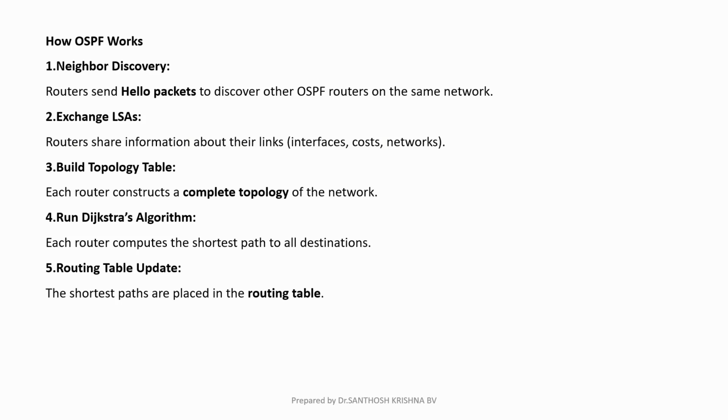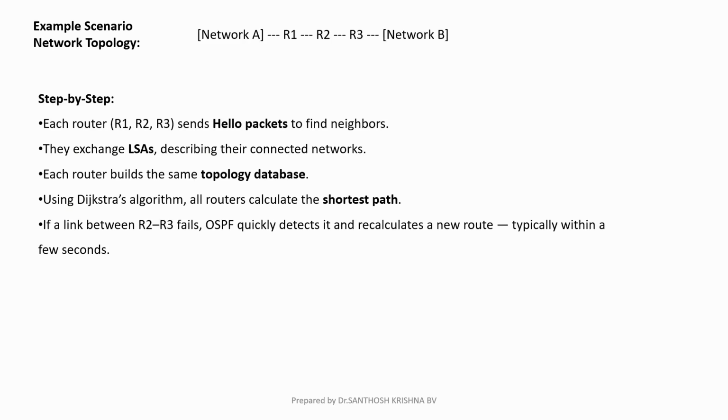Once these advertisements are done, it will build a topology table based on the information received. This is done by each router in the network, which will construct a complete topology of the network. Once the topology is constructed, we'll be able to run the Dijkstra algorithm to find the shortest path to all the destinations. And once it is done, it will keep on updating its routing table. This is the 5 steps working process of OSPF.